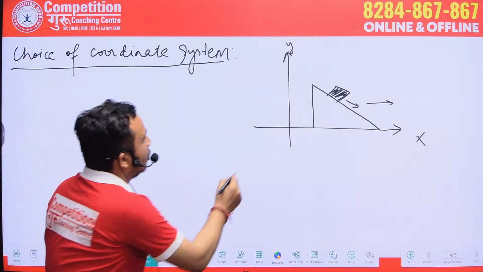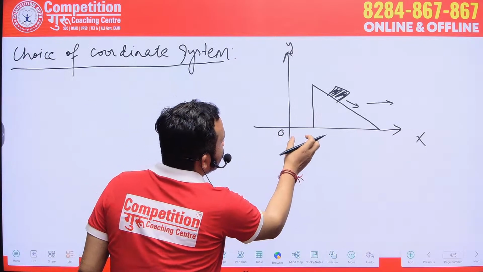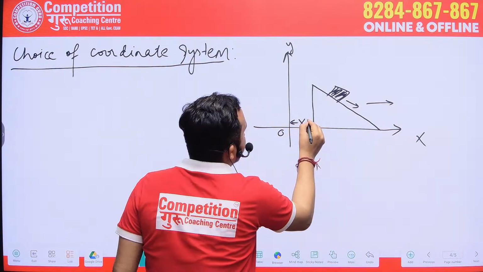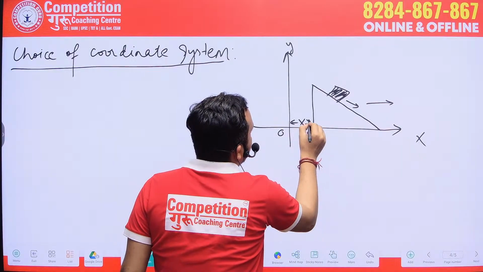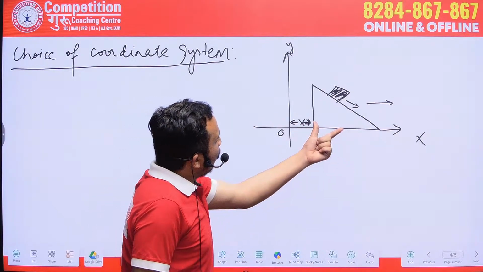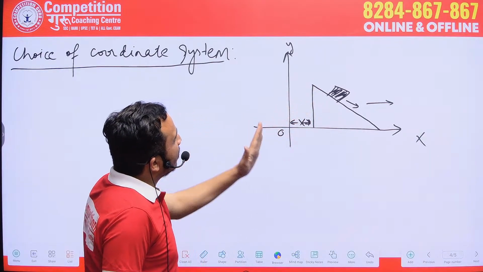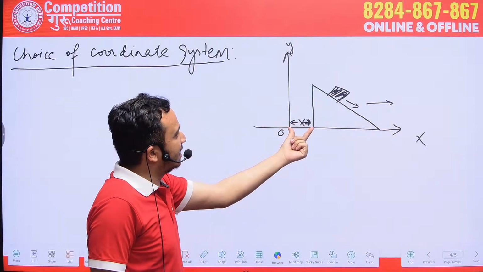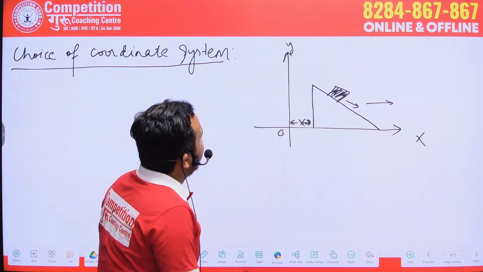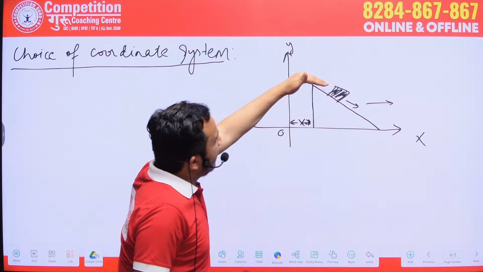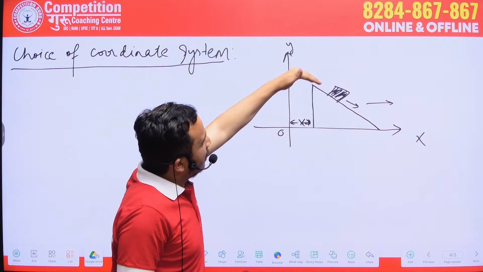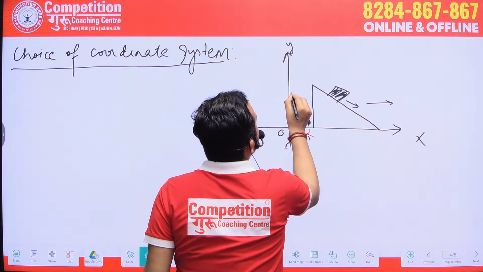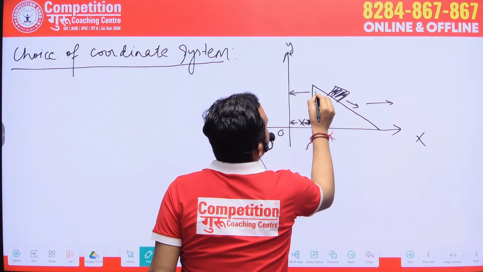So let us choose the origin here. The position of this inclined plane along the x direction is capital X, because this inclined plane is not moving along the y direction, it is only moving along the x direction, so we need only one coordinate, capital X. And this block is moving in the xy plane, in the x direction as well as the y direction. So let us suppose the x coordinate of this block is small x.